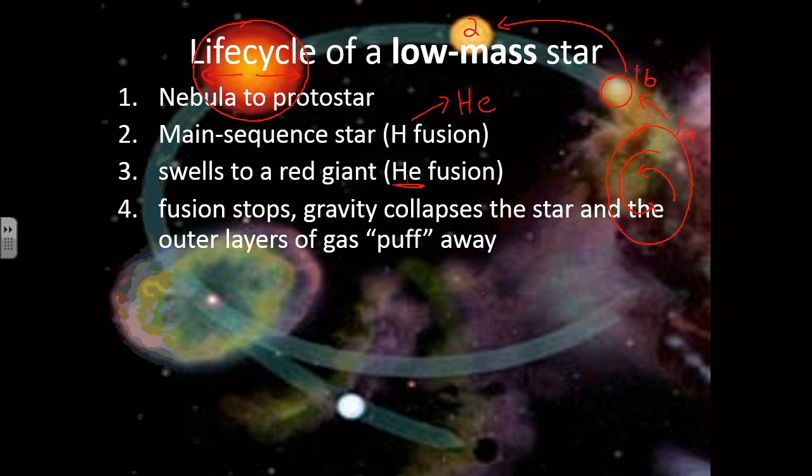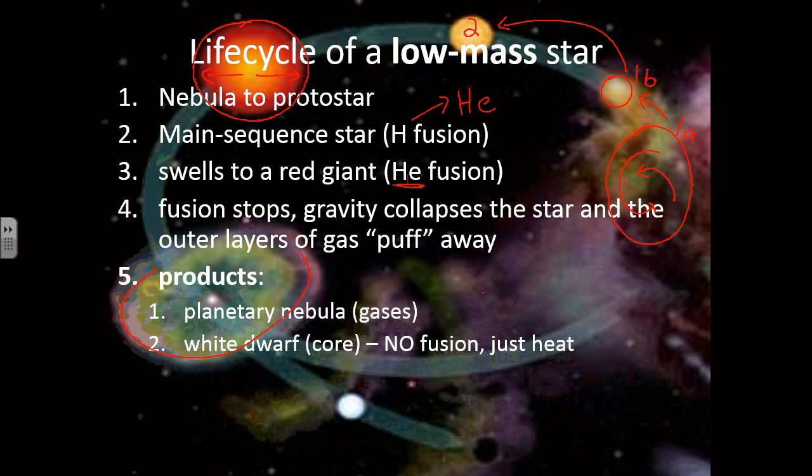Now, eventually, as we talked about before, it's going to go through hydrogen, helium, carbon, oxygen, et cetera, until it reaches iron. And at this point, fusion stops. And then it puffs this outer ring of gases away, kind of like a bubble bursting. And this is what's called a planetary nebula. They're very beautiful. You should look at some pictures online sometime.